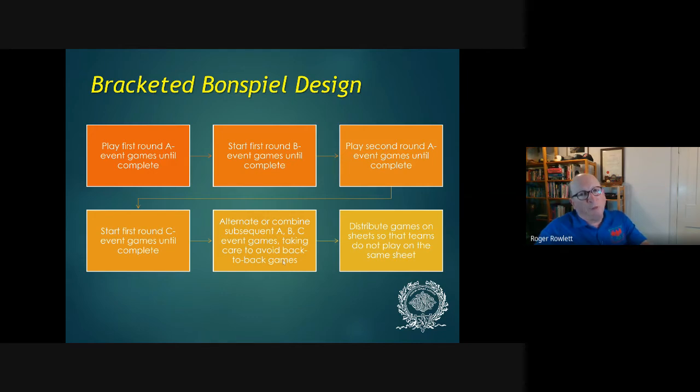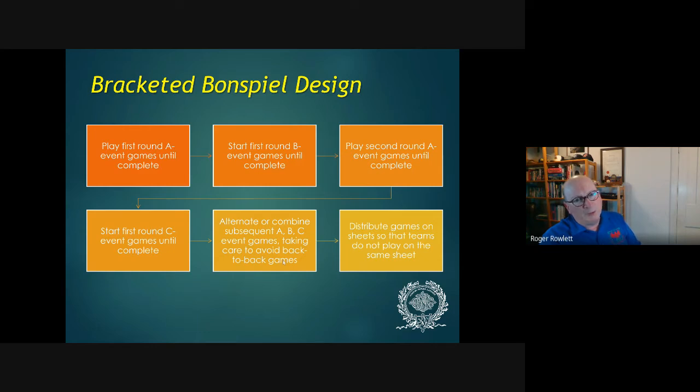Okay, so after you complete all of your B event games, then you can start your second round of A event games, which will have now half as many teams. And the winners of that will stay in the A event, the championship event, and the losers will go on to the C event. So now you've got your C event populated. So the losers in their first B game go into the C event. The losers in the second A game go into the C event. So now you can start your C event games. You process all the teams through the C event until they're complete.